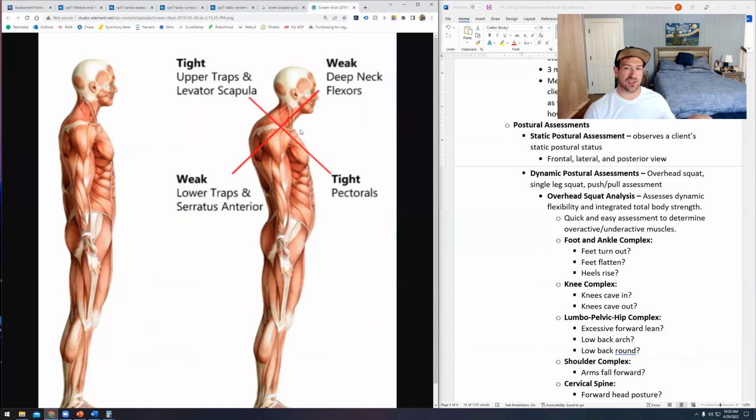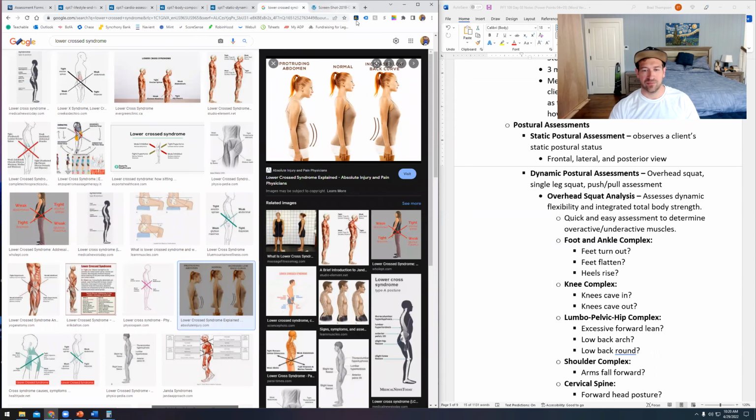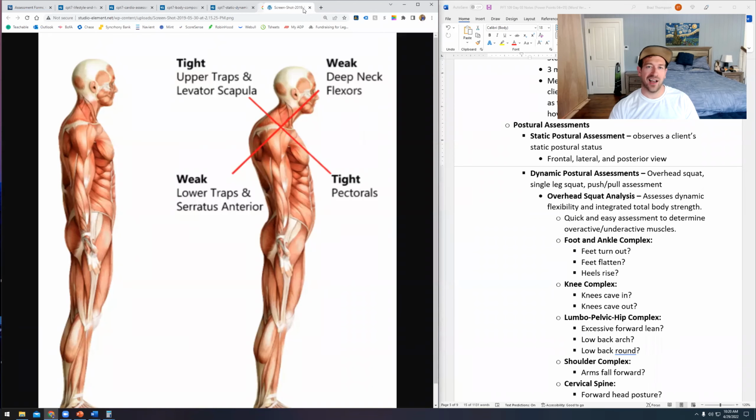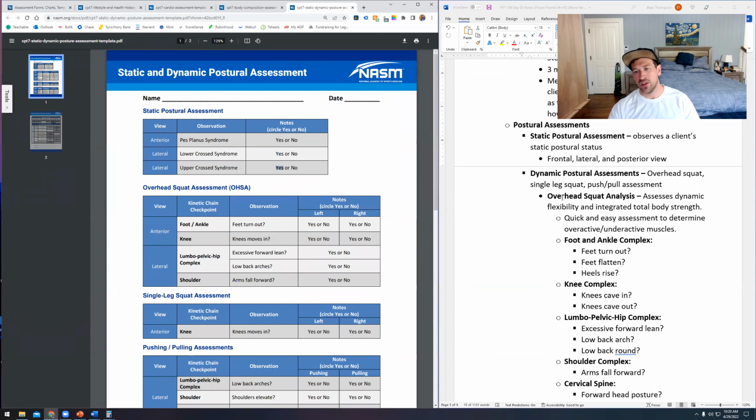Or maybe they have upper cross syndrome, right? The rounded shoulders, the forward head posture, right? We're seeing the mastoid process not line up with the shoulders. I guess the shoulders do kind of line up with the hips, but still very rounded in the upper back there. Drawings are hard. So I'd circle that yes, right? And so we're going to see what that means. And if we don't see anything, well, great.